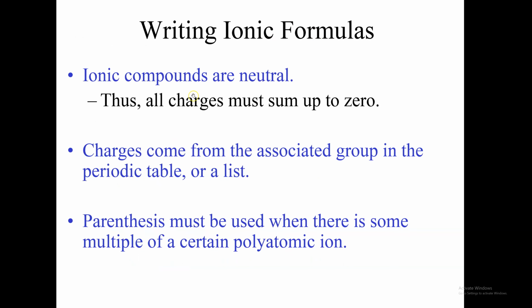Now, how do we write the ionic formulas? The way we do them is that they always must sum up to a 0. So if you put the ion charges in and you put them together, they all must add up to 0. And the charges always come from the group of the periodic table or a list of them. So if we take a look at those and we put some parentheses, you should be able to see what those polyatomic ions are going to be.